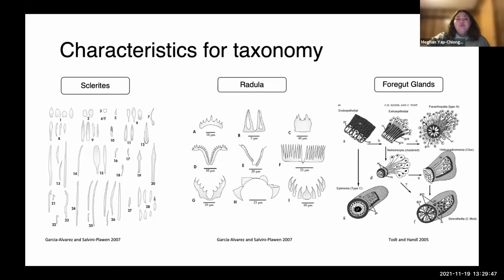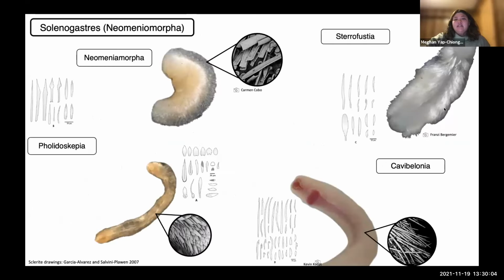So one tooth per row would be monostichous. Some of those are here. Distichous, 2 teeth per row, and then polystichous, or many teeth per row. And then we also use characteristics of the microanatomy of the foregut glands in these animals. And based on these characteristics and the thickness of the cuticle, Solenogasters are separated into 4 major groups: the Neomeniamorpha, the Pholidoskepia, the Sterrofustia, and the Cavibelonia.